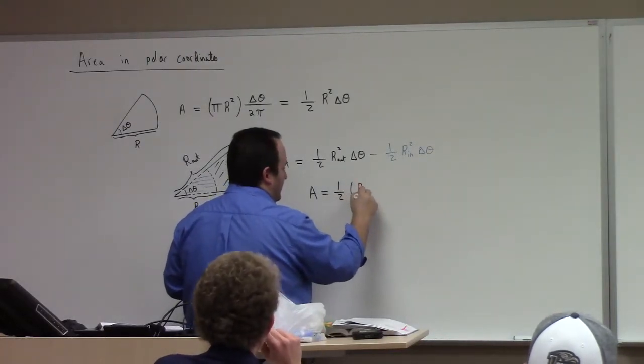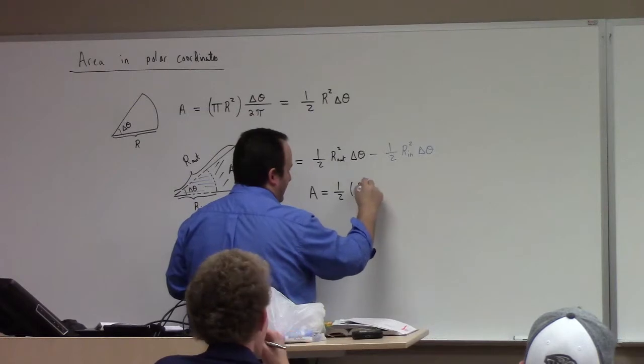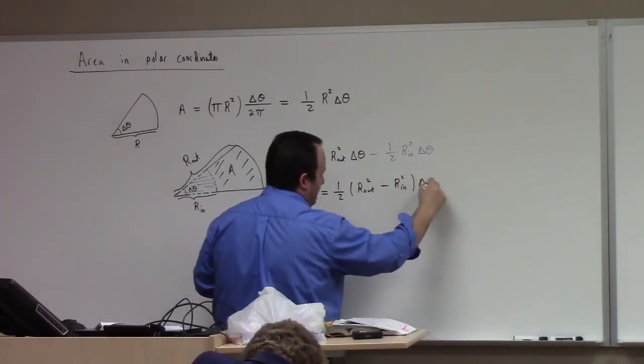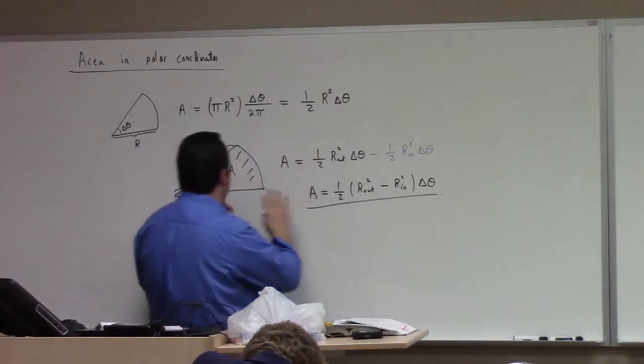Okay, so R out squared minus R in squared, times delta theta. So that's the area of something like this, right?